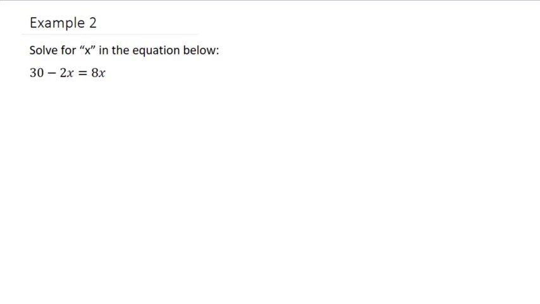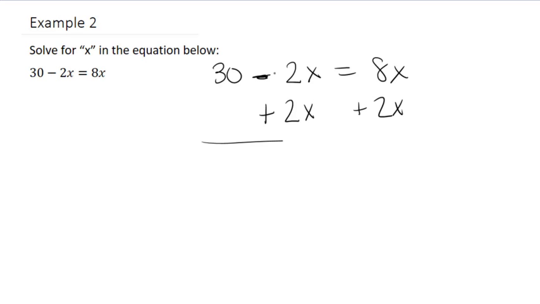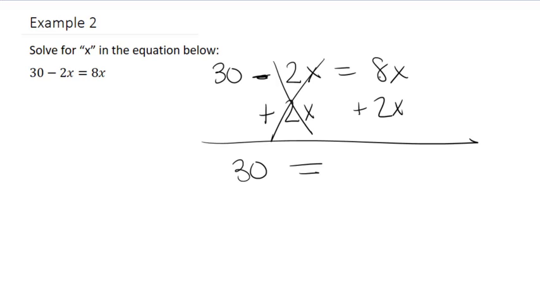Solve for x in the equation below. We have 30 minus 2x is equal to 8x. So we're going to go ahead and rewrite this. Now, to get rid of this 2x on the left-hand side, we're going to add 2x to both sides. This just becomes 0. So on the left-hand side, we have 30, which is equal to 8x plus 2x. So 8 plus 2 is 10. And then we have 10x.